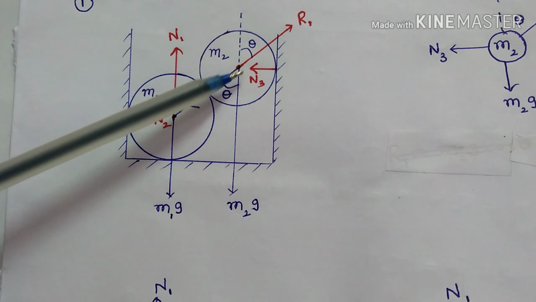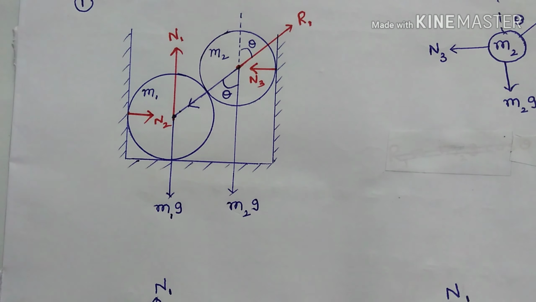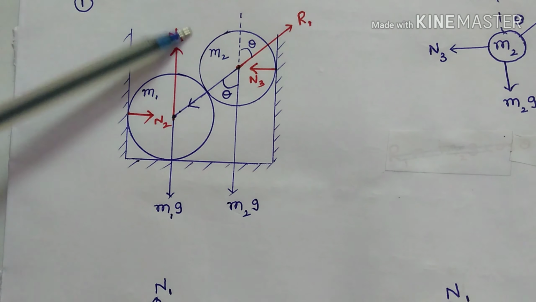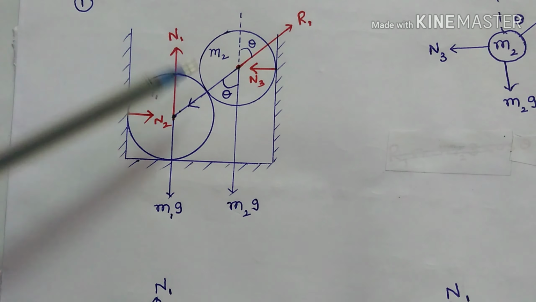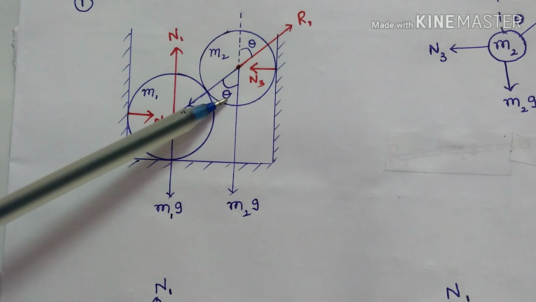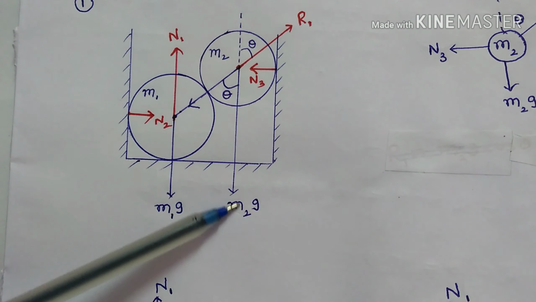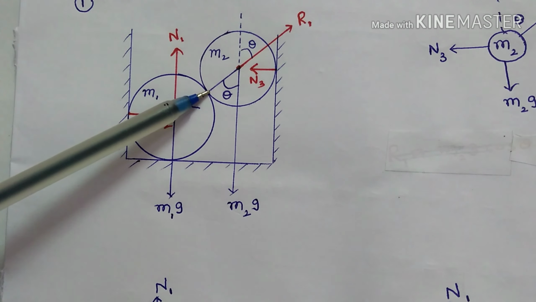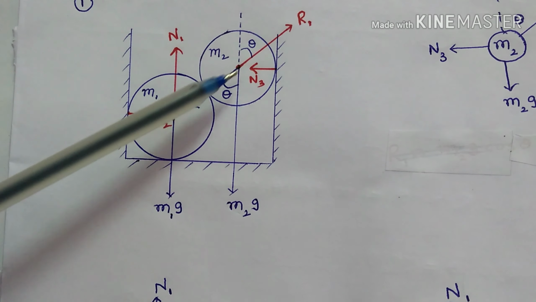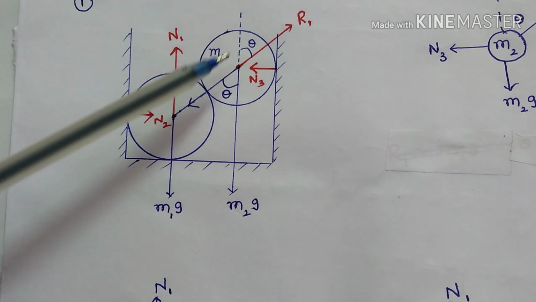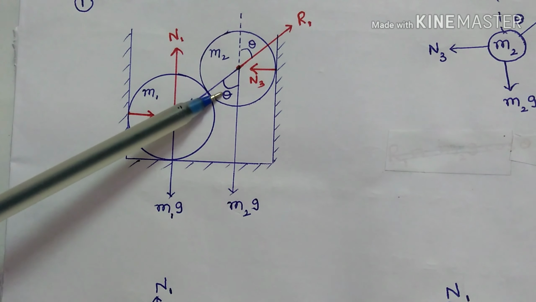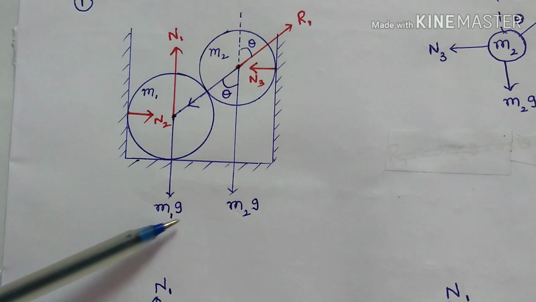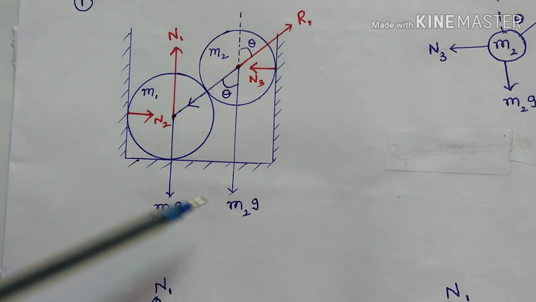For M2 we will draw the free body diagram and write the equations, and we'll find out these normal forces. One more important thing you have to see is, this is the downward direction, no? This is the radius of M2, this is the radius of M1. I am joining this line. This line makes an angle theta with this line. This is given: theta is given, M1 is given, M2 is given, G is given.